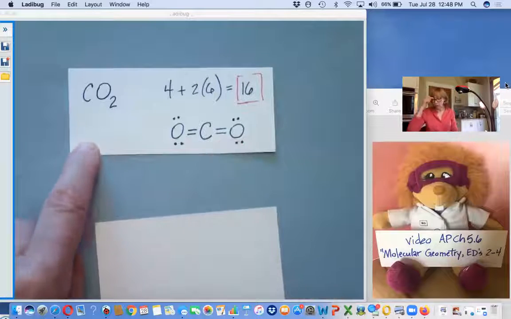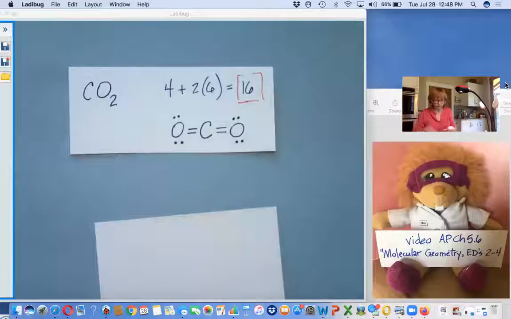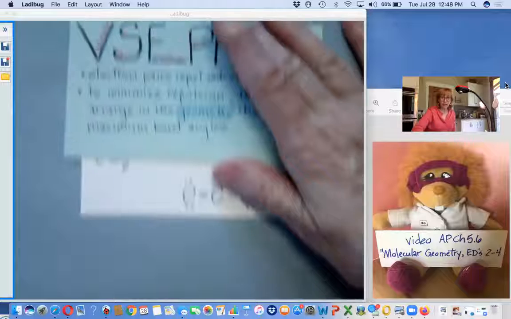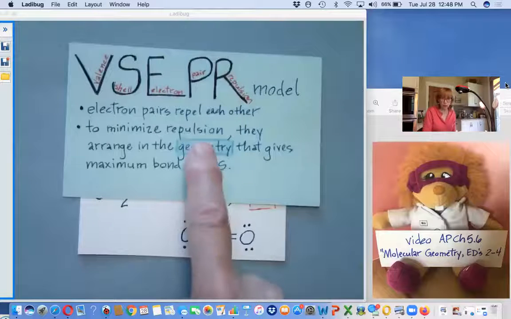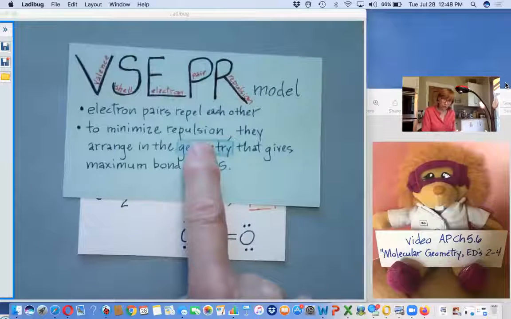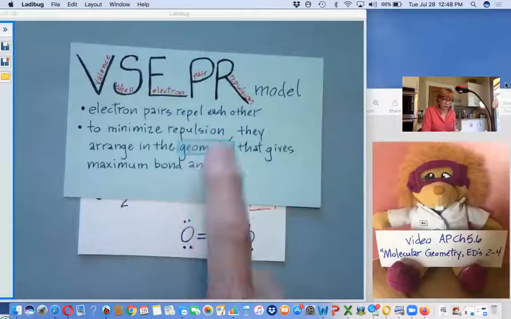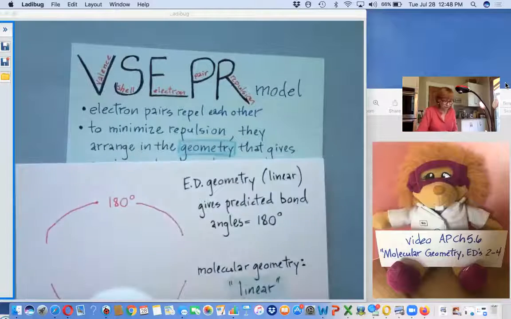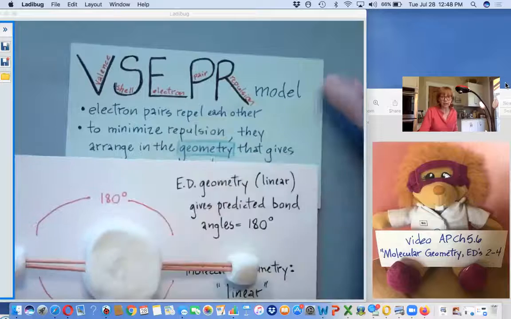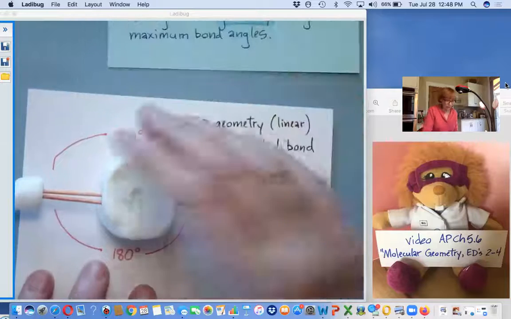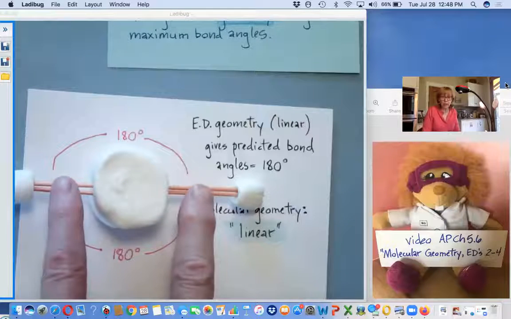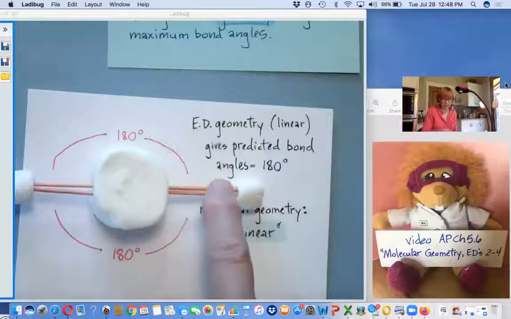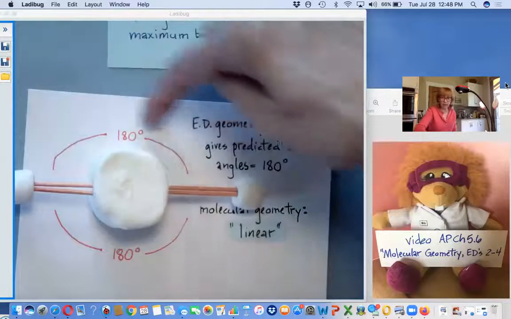If you grab some more marshmallows and toothpicks, the VSEPR model is going to tell us that to minimize repulsion, when you have 2 electron domains, the geometry with the maximum bond angle is linear. So with 2 electron domains, one electron domain, another electron domain, the predicted bond angle is 180.